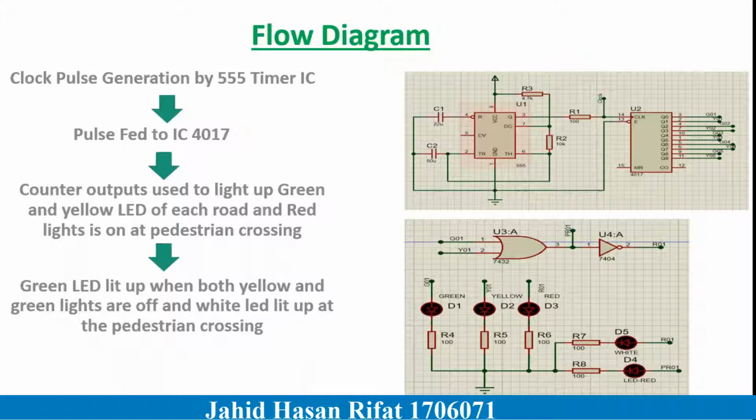When green and yellow both LEDs are off, pedestrian crossing white lights turn on, and when green or yellow LED is turned on, the pedestrian crossing red light is turned on. This operation can be easily obtained by an OR and a NOT gate, which is shown in the schematic diagram beside.